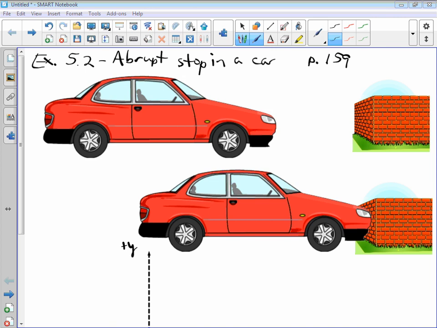Go through example 5.2, abrupt stop in a car. It starts on page 159 and it continues on to page 180. And it starts like this.